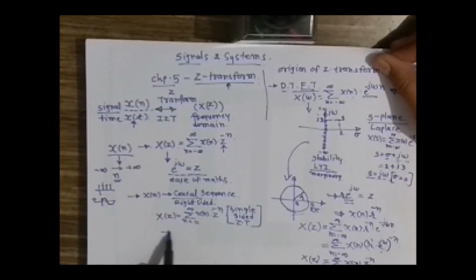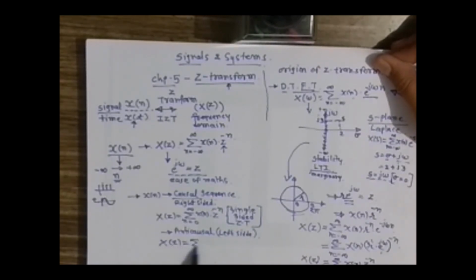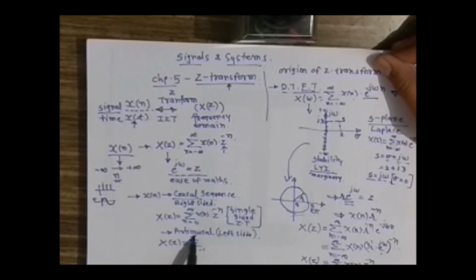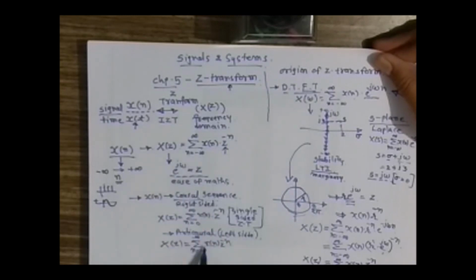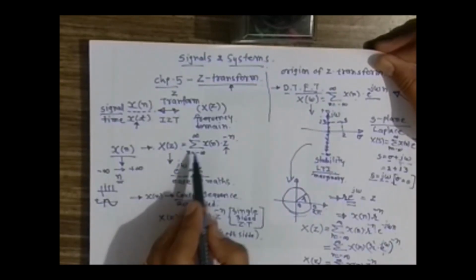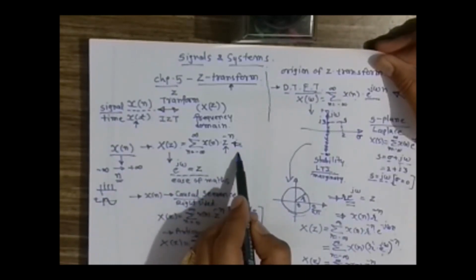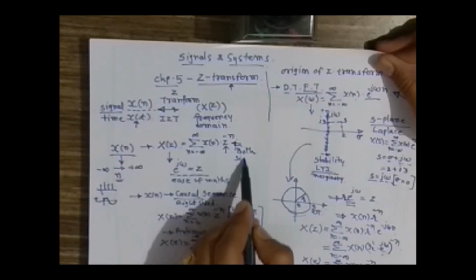And it is also true for the other limit. So if x of n is an anti-causal sequence, or it is known as a left-sided sequence, x of z becomes summation with limits minus infinity to minus 1, as 0 to infinity is for right sided and minus infinity to minus 1 is for left sided. X of n z raised to minus n is known as the Z transform for anti-causal sequence. So if we consider both the parts, left side and right side, that is the actual definition of Z transform. It is also known as both-sided Z transform.